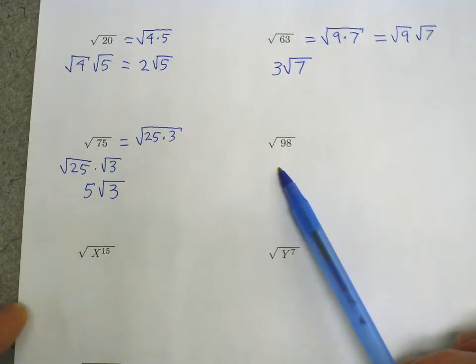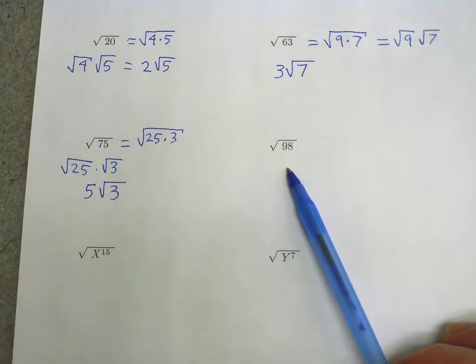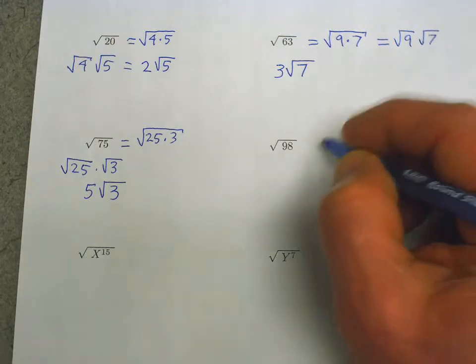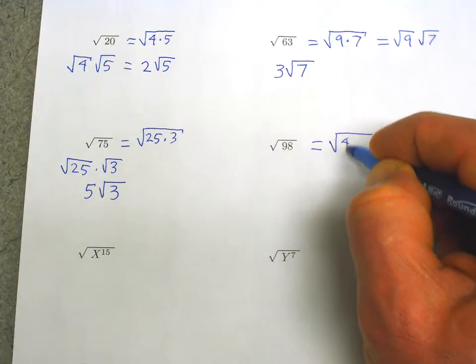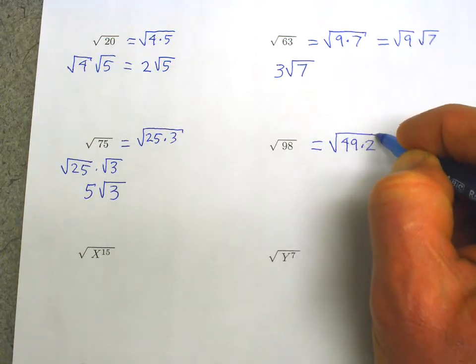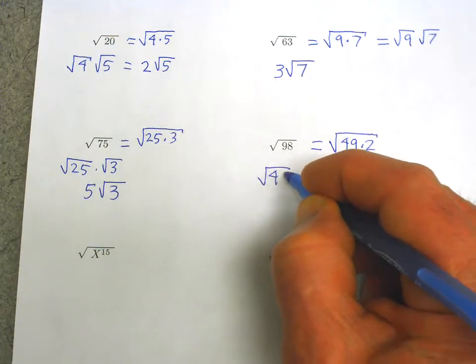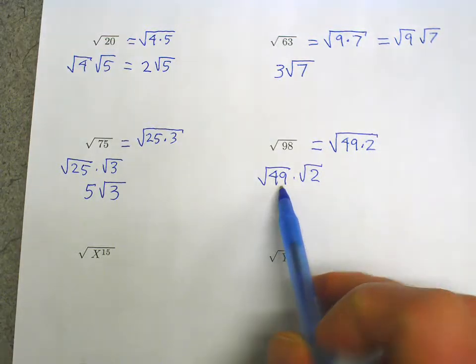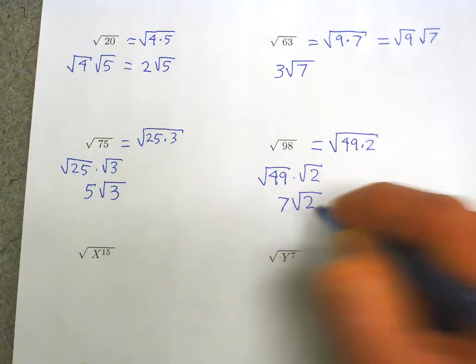Okay, the next one, the square root of 98. 98 is not a perfect square. The largest factor of 98 that is a perfect square is 49. 49 times 2 is 98. So we will rewrite the square root of 98 as the square root of 49 times 2, and then write it as the square root of 49 times the square root of 2. The square root of 49 is 7, and so our simplified answer is 7 times the square root of 2.